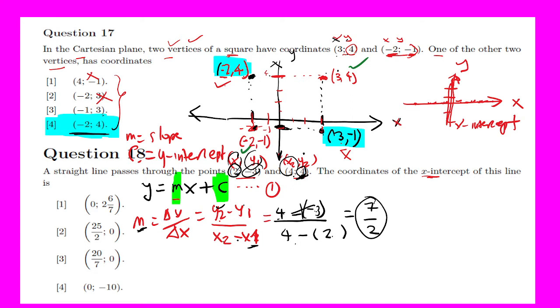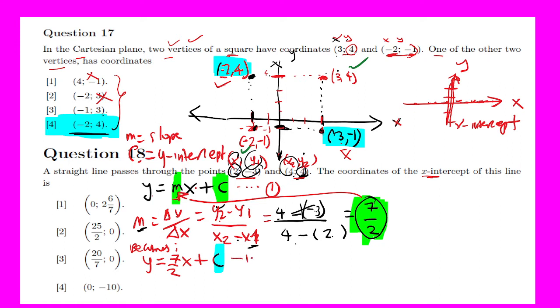Okay, so our slope equals 7 over 2. Now since we got the slope, we replace that m. So this question 1 is going to become y equals 7 over 2 times x plus c. So what is the task now? The task now is to find c, and then call this equation number 2.